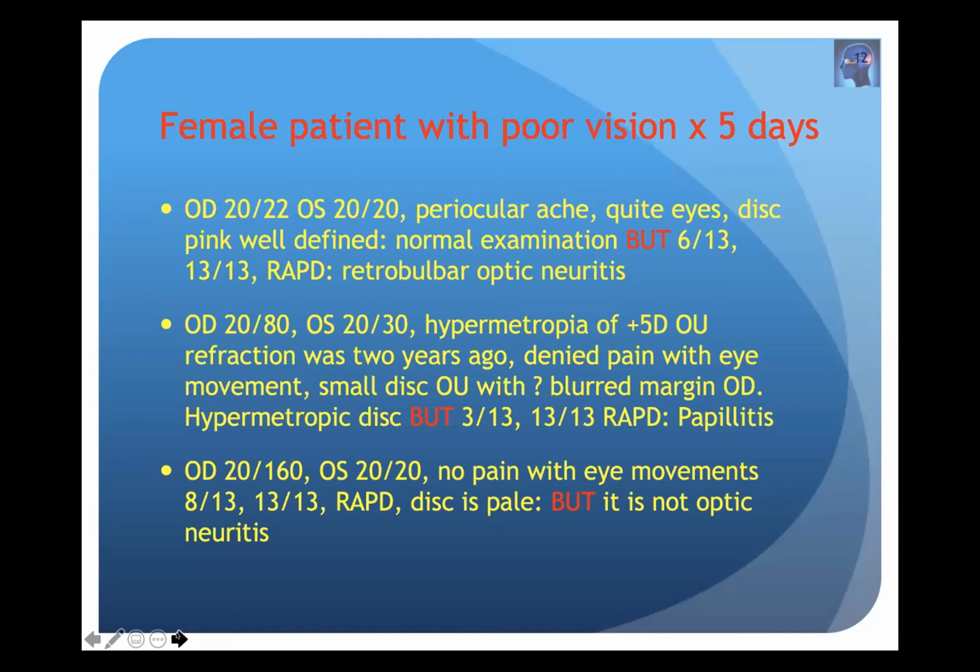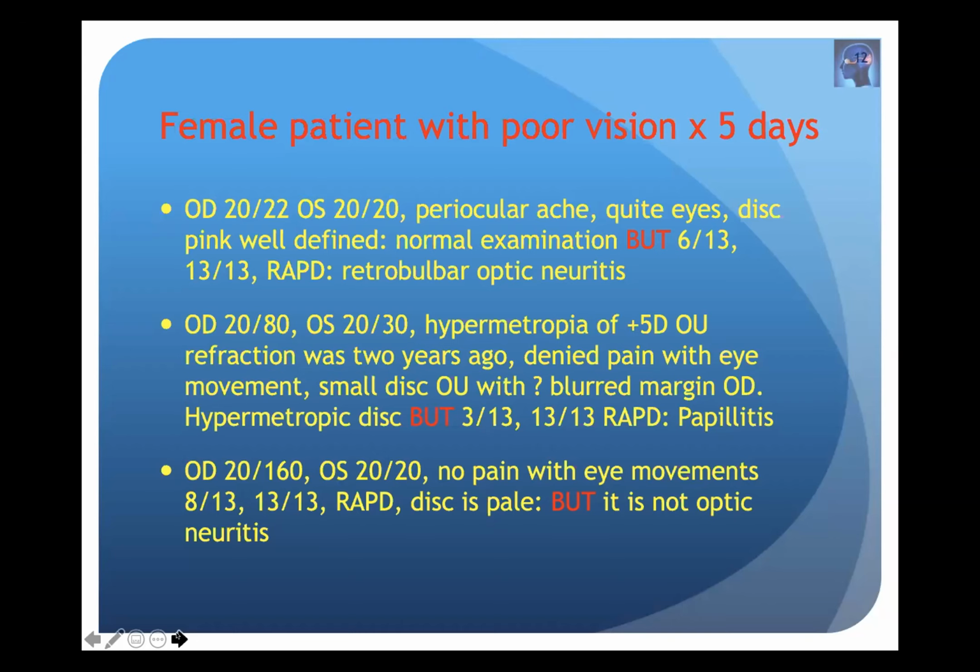Case number 2. Again, this female patient presented with complaints of poor vision in the right eye for the past 5 days. On examination, she had 20/80 vision in the right eye and 20/30 vision in the left eye. She was hypermetropic of +5 diopter, and she underwent refraction 2 years ago. She denied pain with eye movement. On examination, discs were pink and small with query blurred margin in the right eye. The initial impression was hypermetropia, and the patient was advised to go for refraction.